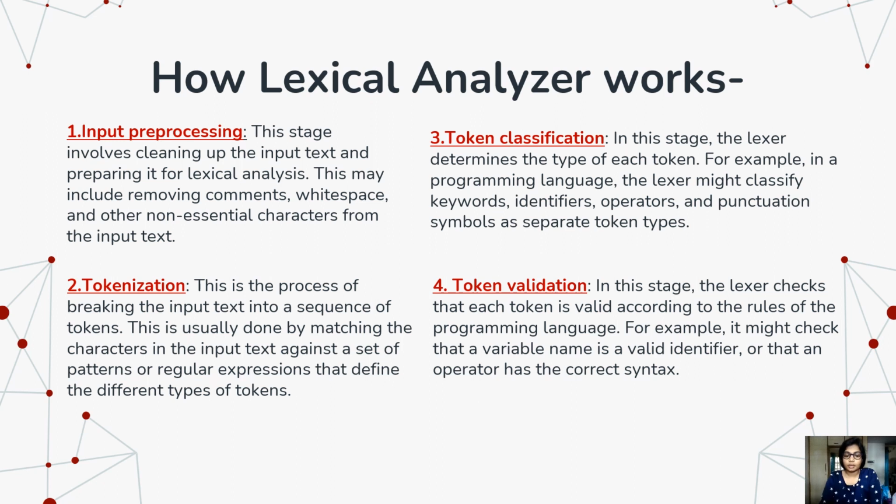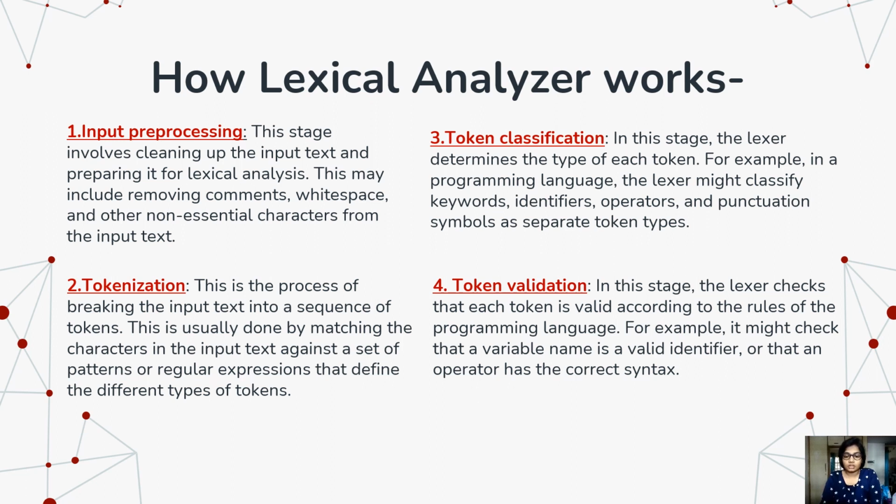This is usually done by matching the characters in the input text against a set of patterns or regular expressions that define the different types of tokens. The third step is token classification. In this stage, the lexer determines the type of each token. For example, in a programming language, the lexer might classify keywords, identifiers, operators, and punctuation symbols as separate tokens.